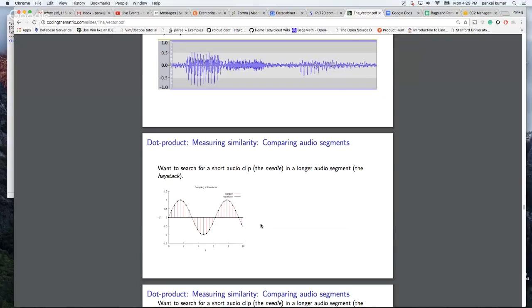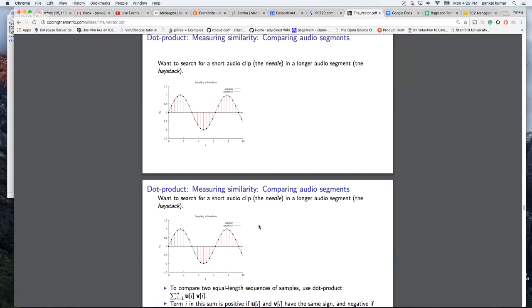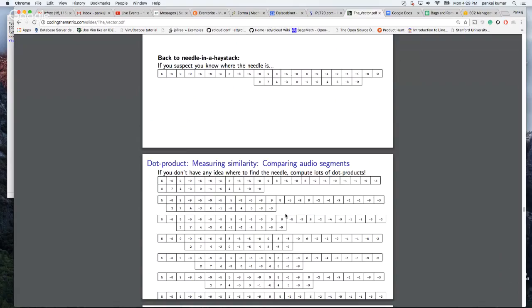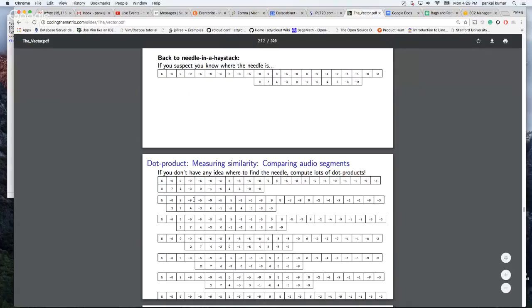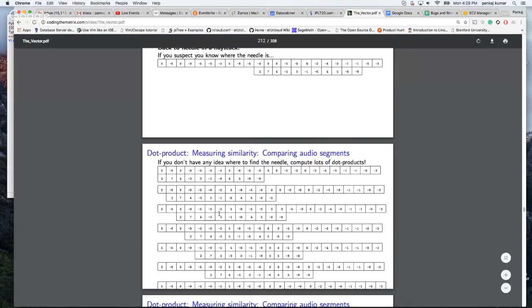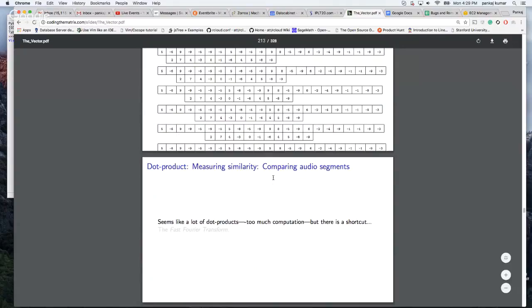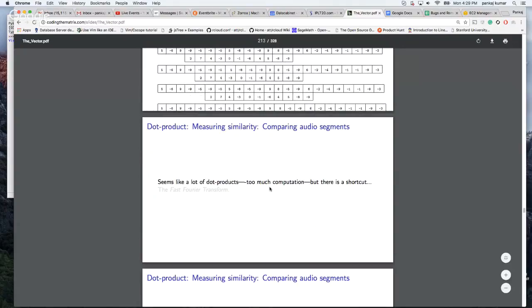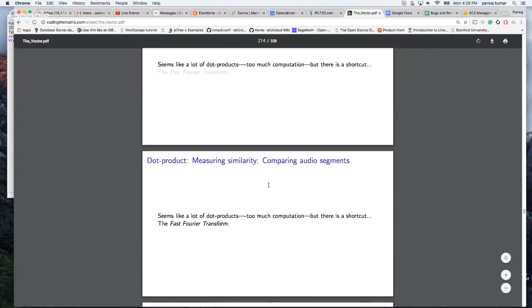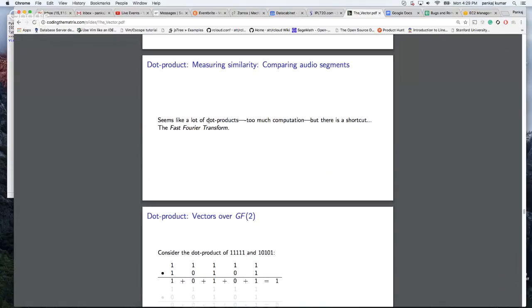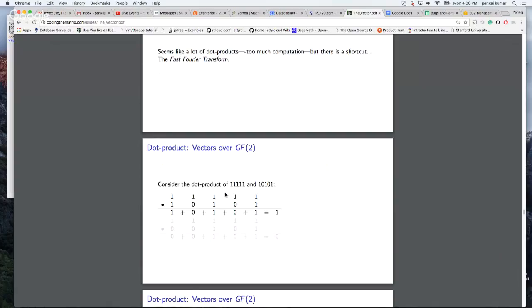Also, same thing, you basically take this short one, slide it over the longer sequence, find the one that yields the highest dot product, and you have the most similar audio segment. Okay, you can use the fast Fourier transform to do all these dot products quickly.